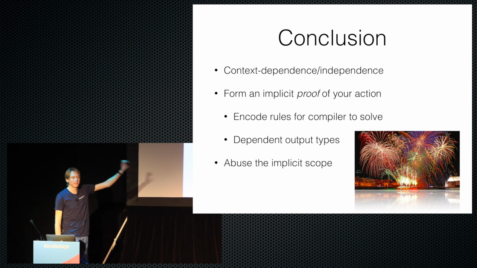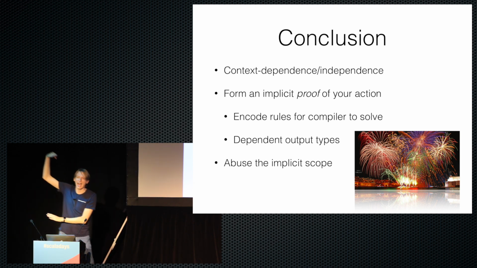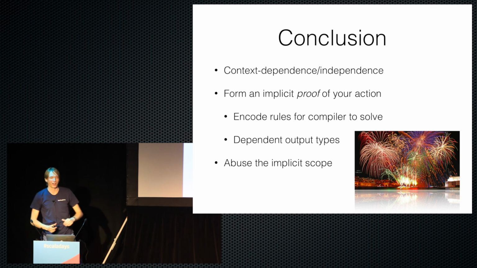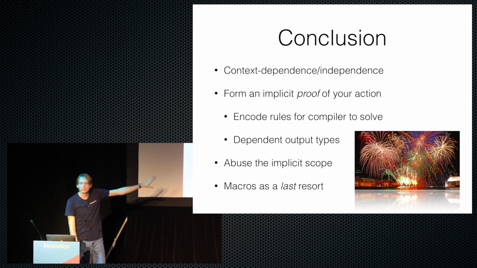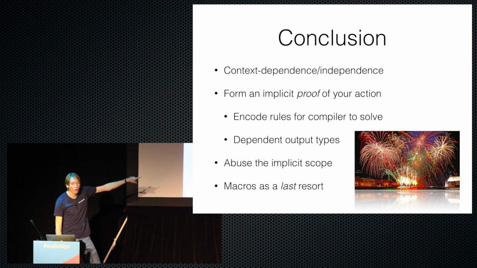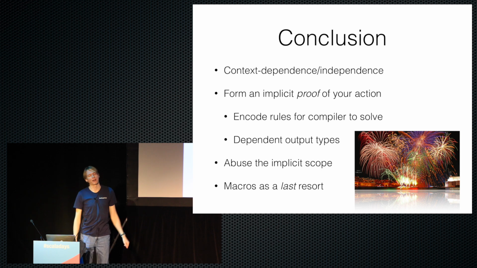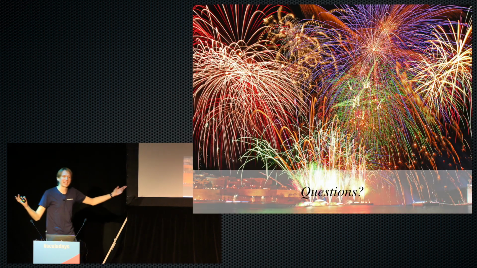Always abuse the implicit scope. Find the skeleton, hide the note behind it, do the jump scare. All of that's great. Scala C has lots of that stuff. Use it. And when in doubt, when you've absolutely run out of options and not before, then you can use macros. Does anybody have any questions?